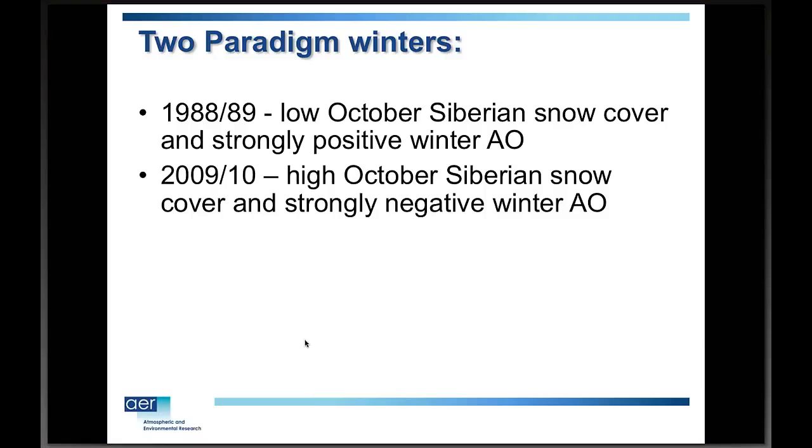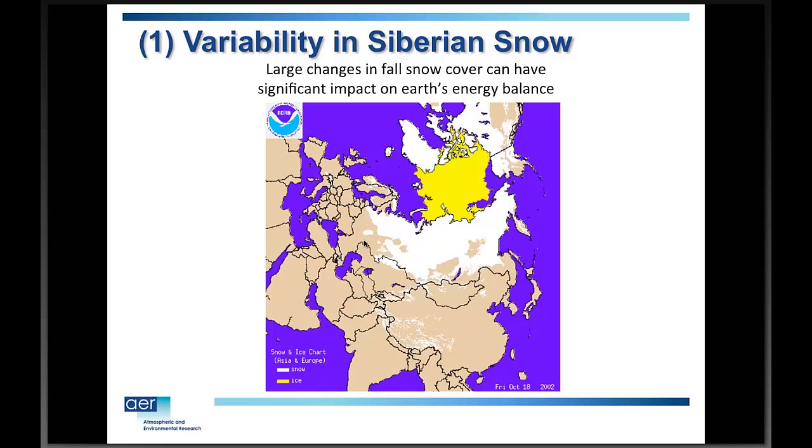So I'm going to present two paradigm winters. We try to show things in averages, but I'm just going to pick out two particular winters that work as good examples. I picked the winters that had the highest AO values and the lowest AO values. In 1988-89, there was a record low Siberian snow cover that October, and it was followed by a strongly positive AO. A more recent winter, 2009-10, had a high value of October snow cover, and the AO the following winter was strongly negative. As most of you know, it is the record negative winter AO, at least through the NCEP-NCAR reanalysis period.